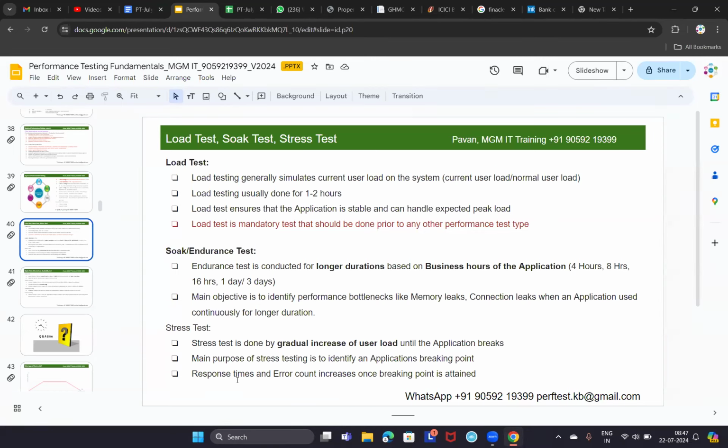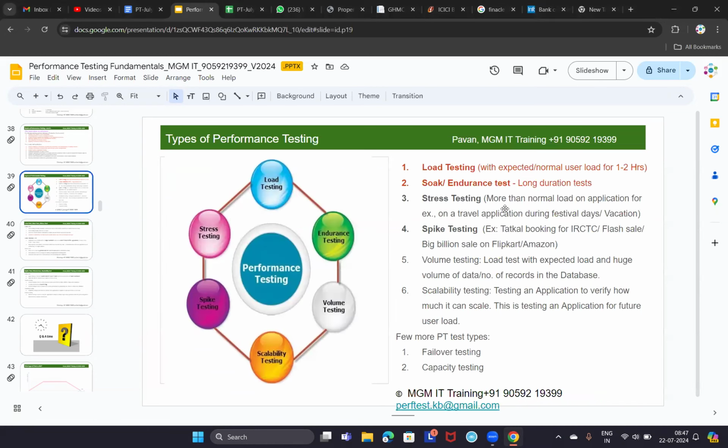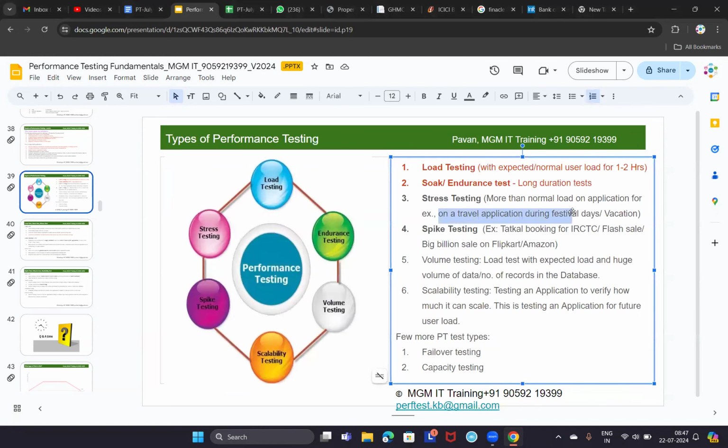Travel apps during festival days. Exactly. So stress testing is required. We discussed this example, I gave this example, guys. Whenever there is a festival or a vacation, there will be more number of users on the application, isn't it? There will be more than normal load on the application. Such applications only require stress testing, isn't it?